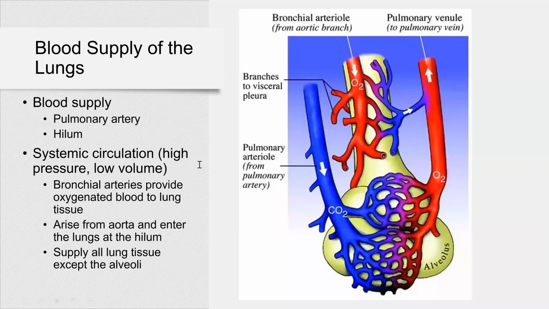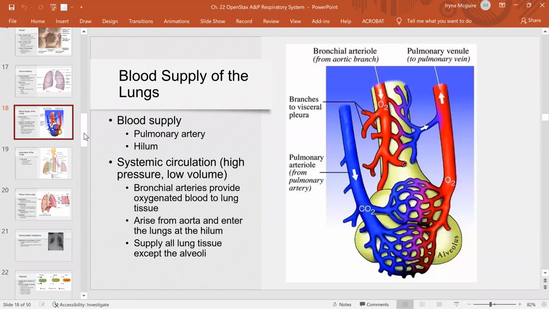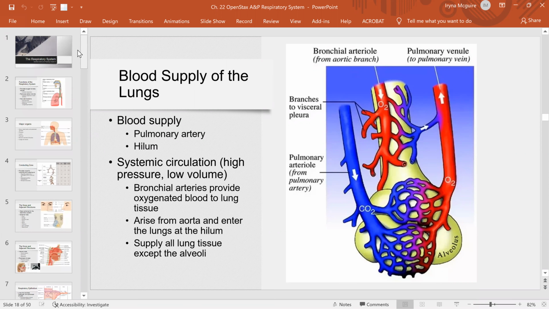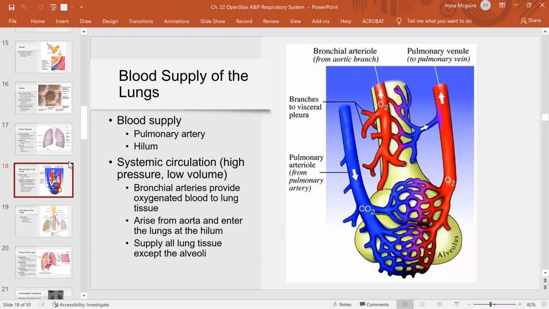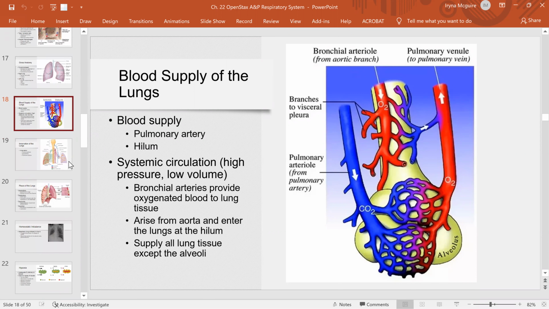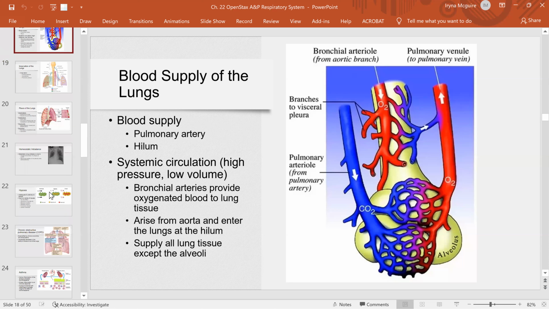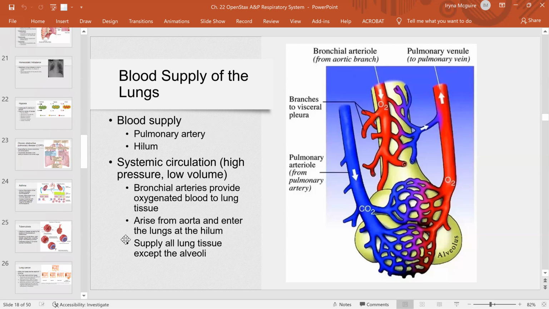Blood supply to the lungs. Let me see how many slides we still have. Maybe I'm going to stop over here. I don't want this lecture to be too long. So far we just covered anatomy of the respiratory system and function of the respiratory system. So in my second video, we will look at the blood supply, nerve supply. We will look at what pleura is, and a little bit of the diseases of lungs. So thank you for watching, and I hope it was helpful.